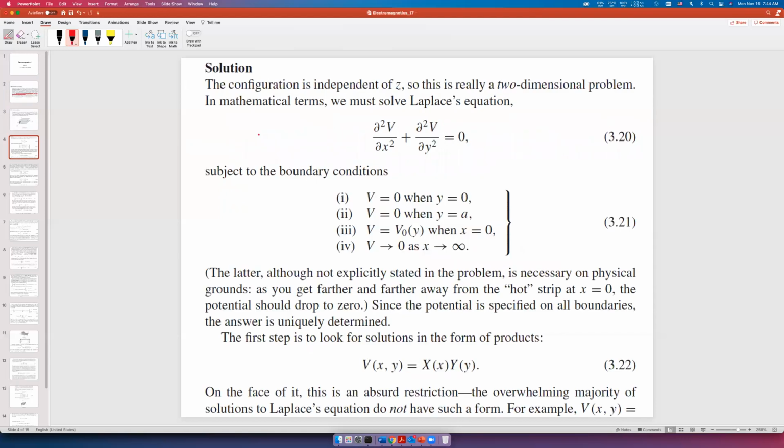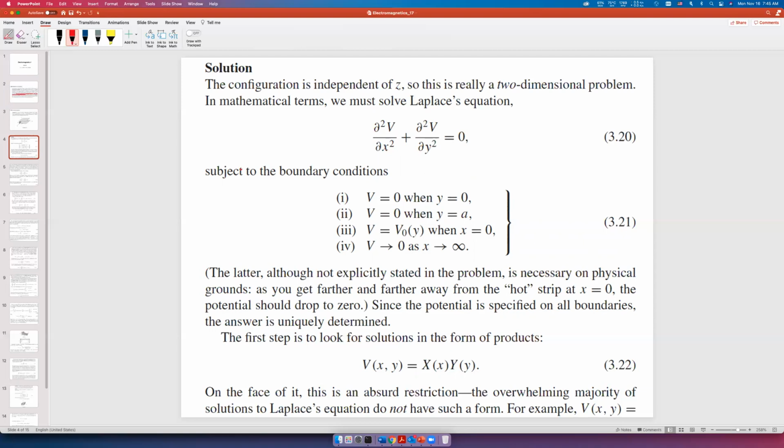Let's use our method of separation of variables. First of all, the configuration is independent of z, so this is just a two-dimensional problem. In mathematical terms, we first write the Laplace equation. Because it's a two-dimensional example, you have only x and y variables: the partial squared V over partial x squared plus the partial squared V over partial y squared equals 0.